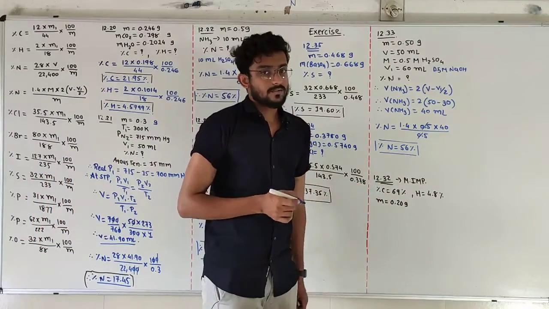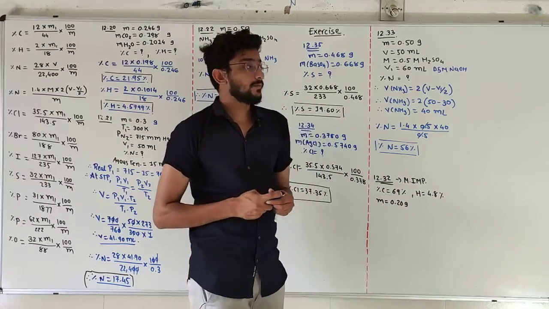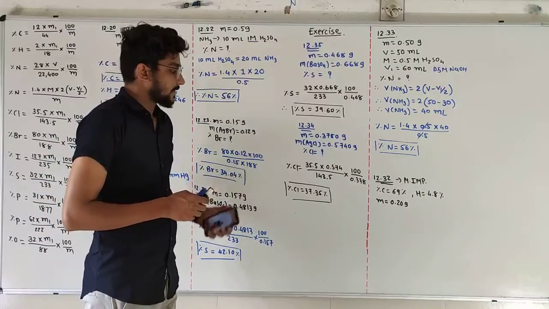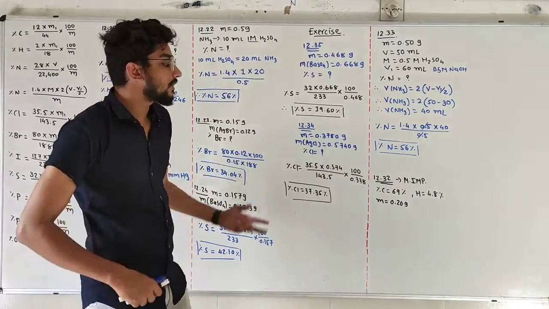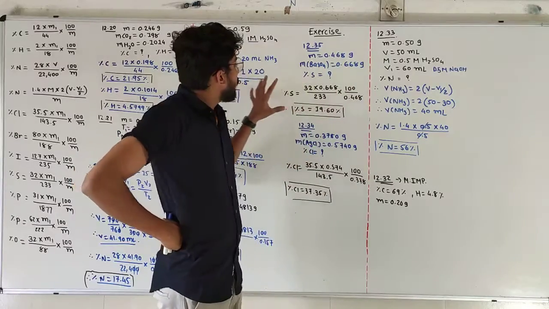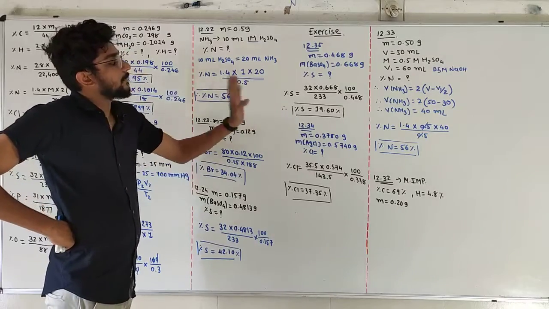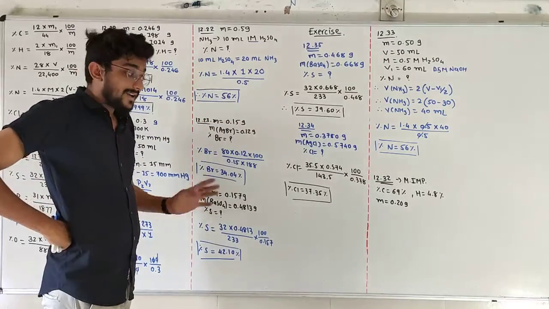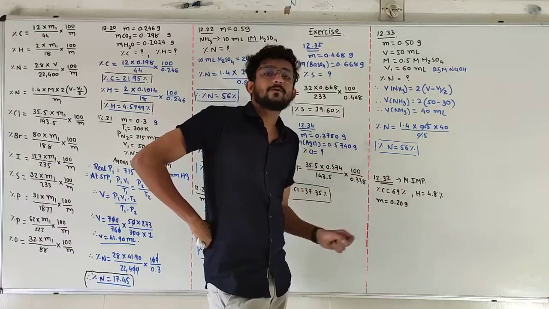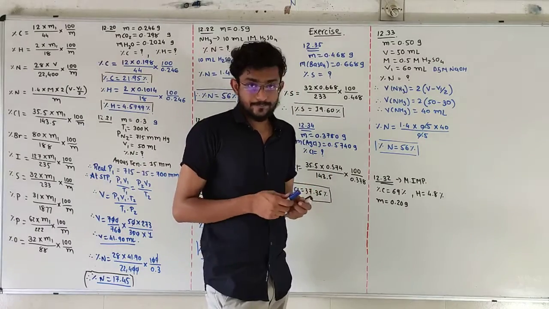Our last sum, but this sum is the most important sum from all of the 9 sums. Why? Because in this sum we are going to reverse our calculation. In all the sums we simply used the formula and found out the percentage, but now we are going to use the percentage and find out the amount of carbon dioxide and water.